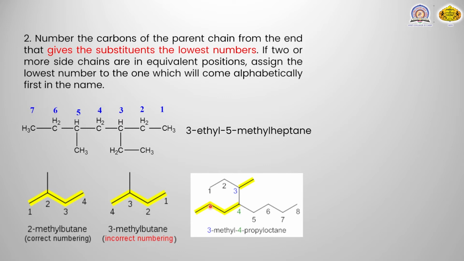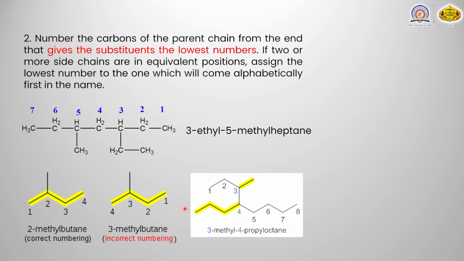So 1 2 3 4 is not possible for this compound. In order to correct the name of this structure, we have to select this chain, 1 2 3 4 5 6 7 8, because the number of substituents is more in this chain than in the other chain. So in order to select the longest chain, we have to select the chain which has more substituents.